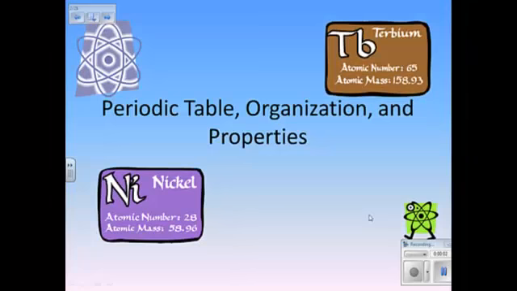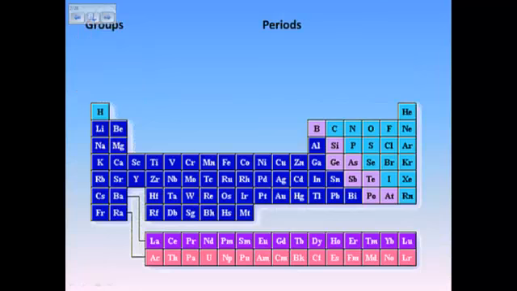is going to be how the periodic table is organized and the properties within the periodic table itself. So if you take a look at your periodic table, you should already kind of have a feeling that it's classified into groups and periods. And the difference between the two is that groups are vertical and periods are horizontal.